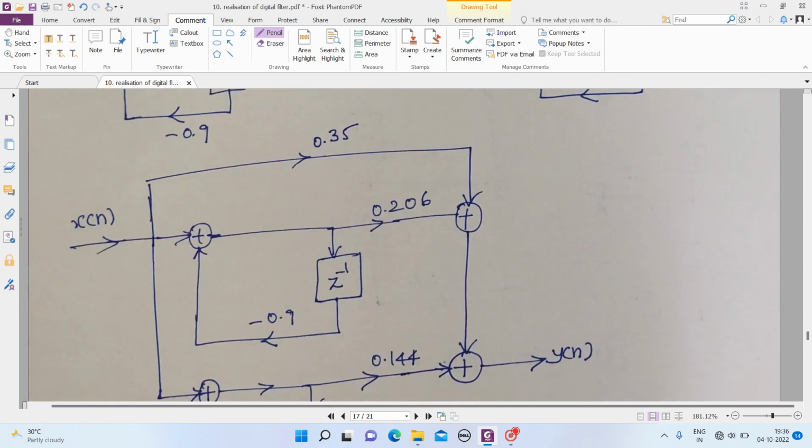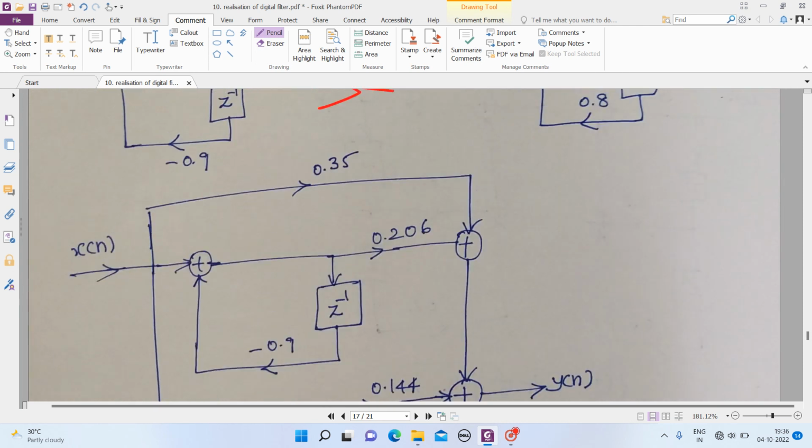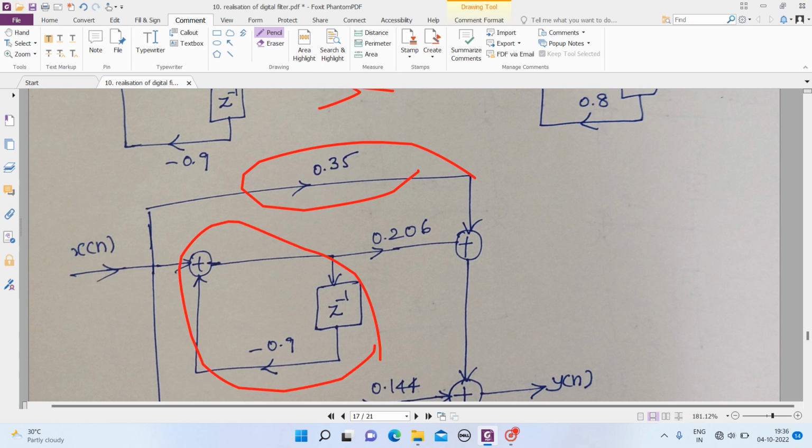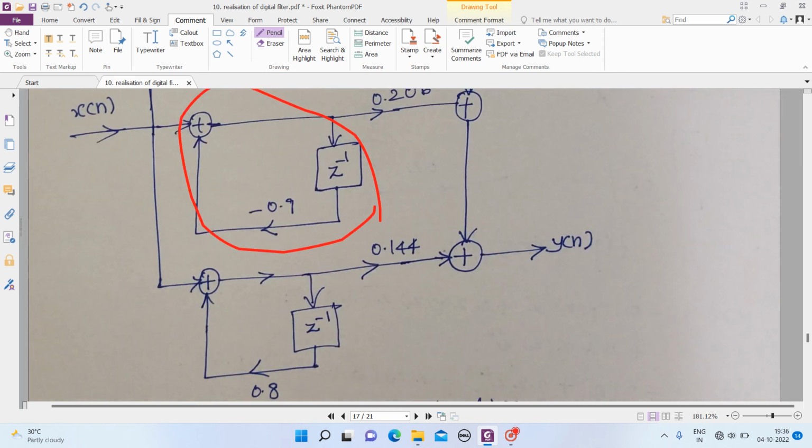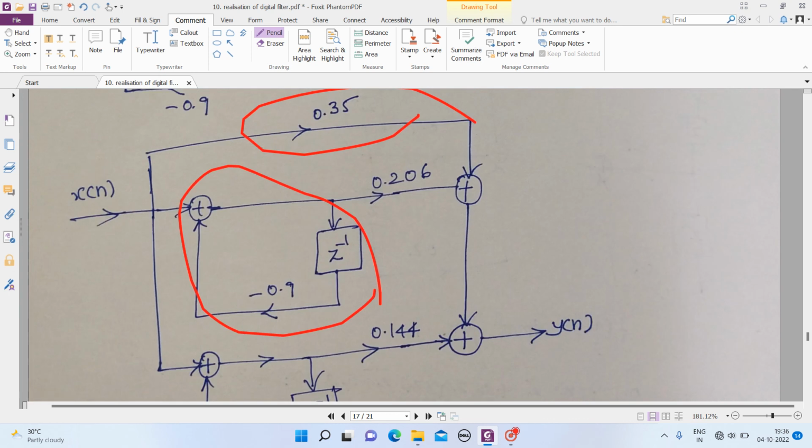Thereafter, right, we have the constant term. This is our constant term 0.35. These are h1 of z. So here x of n is multiplied with the constant, h1 of z, right? And also with h2 of z. That's why I have written x of n here. So it will be multiplied with the constant, with h1 of z, and with h2 of z. This is h2 of z, this is h1 of z, this one is a constant.